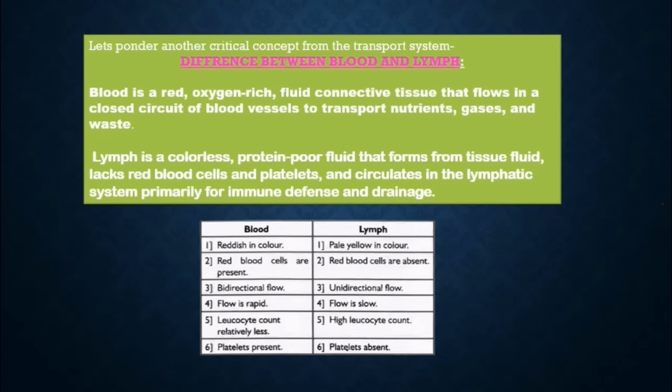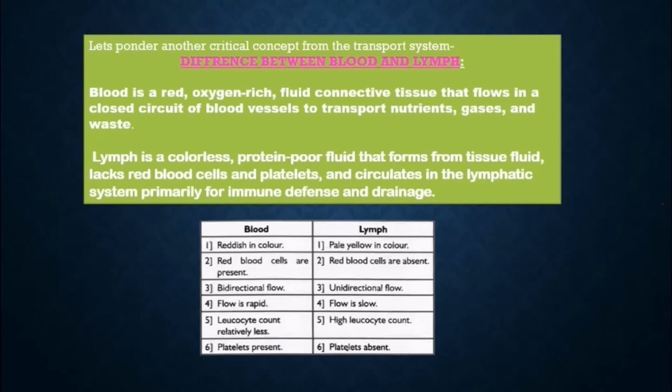Blood is circulated in arteries and veins in two directions, away from the heart and towards the heart. That is what we call a bidirectional flow, whereas lymph has only one direction and goes again to the heart with the help of the subclavian veins. So this is a unidirectional flow.